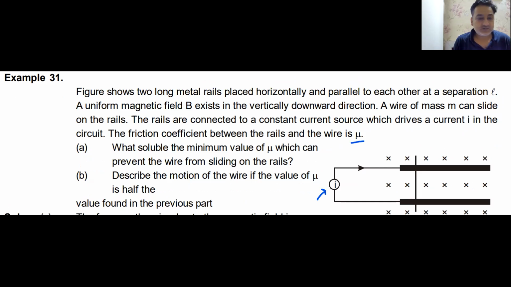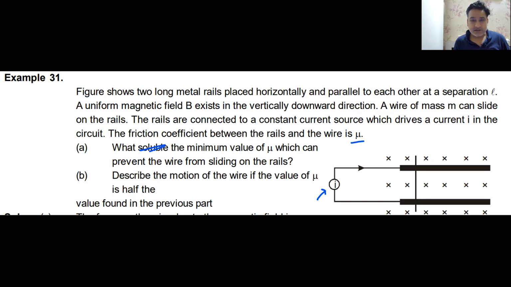What should be the minimum value of mu which can prevent the wire from sliding on the rails? This question will come again in a chapter of EMI probably, where probably they will give it an initial velocity and they will ask you what will happen to that. Anyways, right now we are not in EMI.